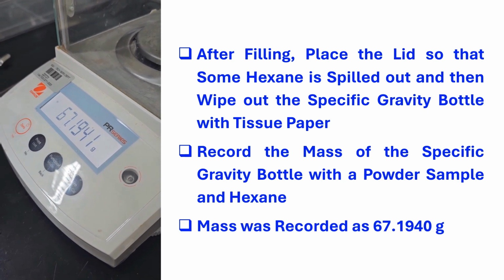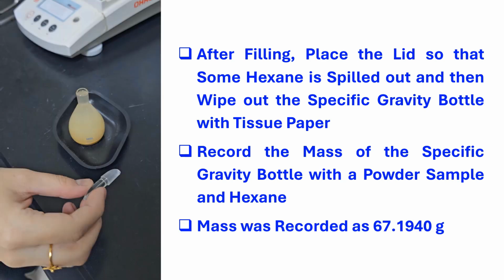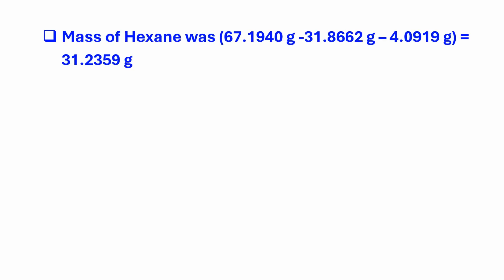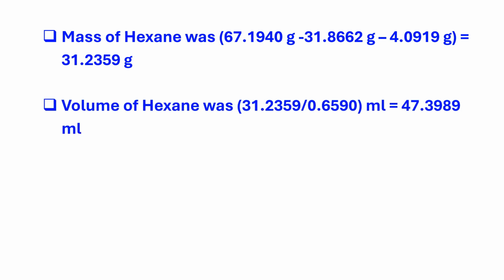Mass was recorded as 67.1490 gram. Mass of hexane was 67.1940 gram minus 31.8662 gram minus 4.0919 gram, which is equal to 31.2359 gram.